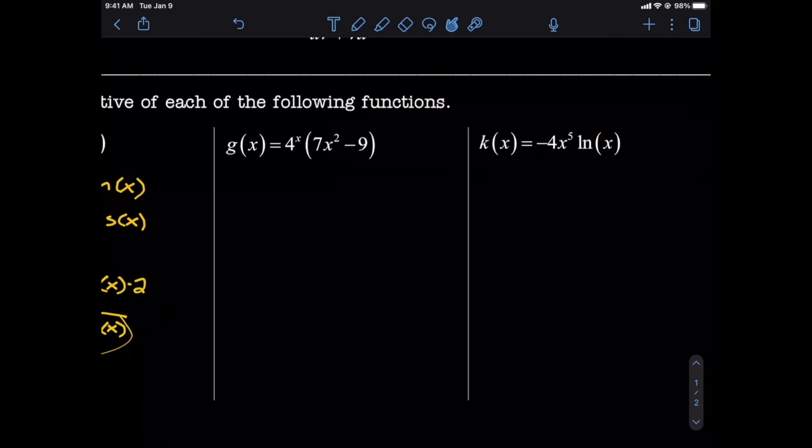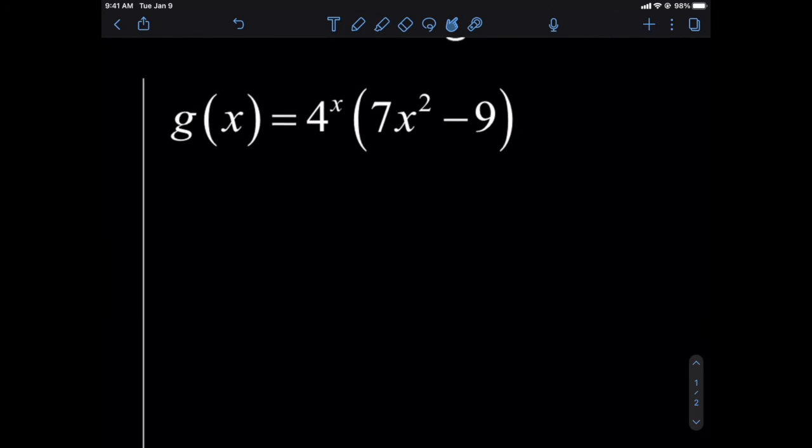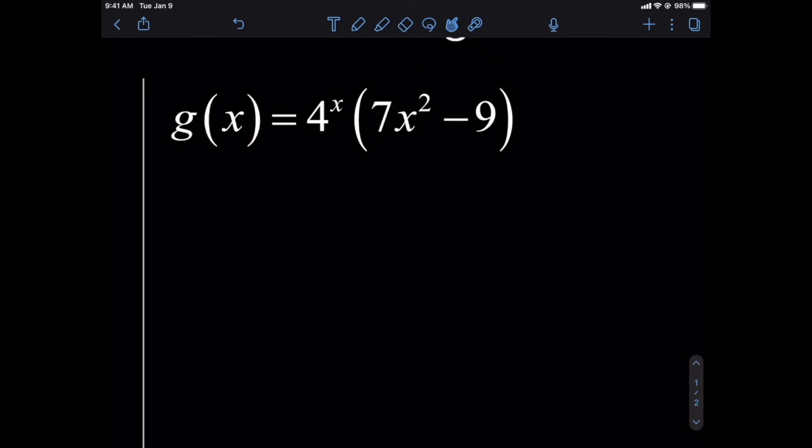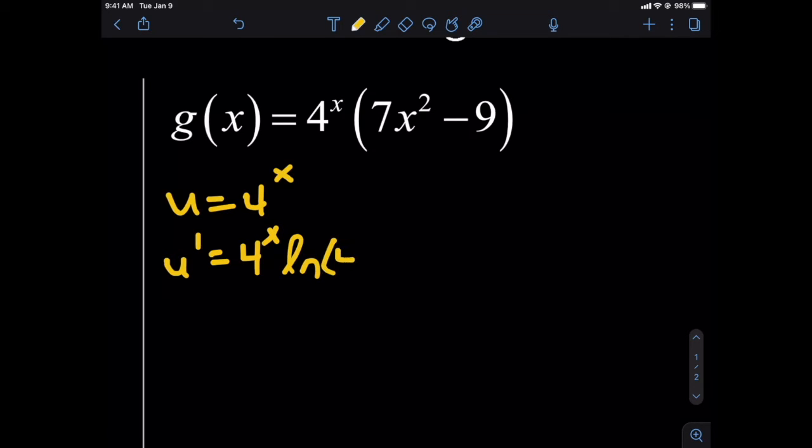Now let's look at our next example. G of x is equal to 4 to the x times 7x squared minus 9. This time, our u is going to be 4 to the x. And with that, we can also get our next term, u prime, which is the derivative of that, 4 to the x times the natural log of 4. Don't forget, you're not often going to see regular exponentials, but they do show up.